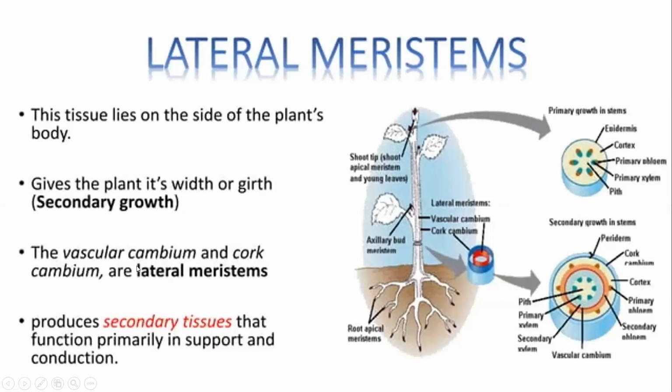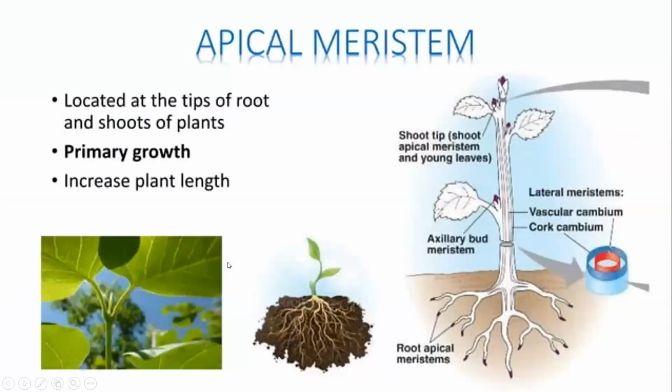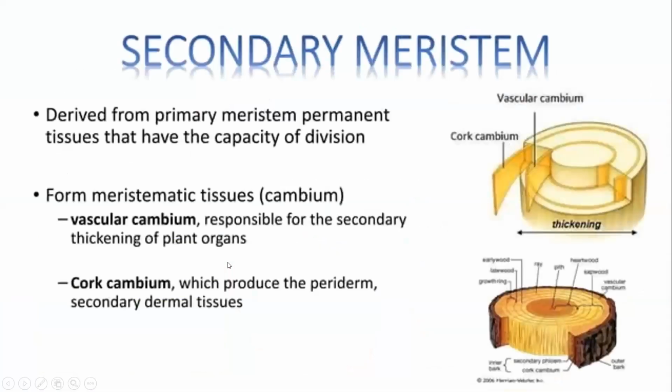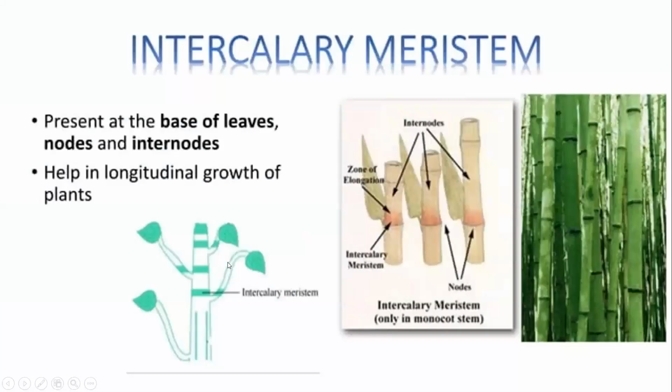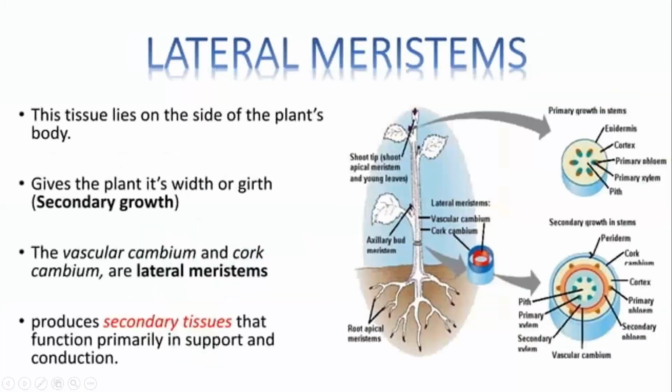They also come under the secondary meristem. So examples of secondary meristem, which are also the lateral meristems, are vascular cambium and cork cambium. Secondary meristems are inactive during primary growth, but during secondary growth they become active and help in secondary growth. They produce the secondary tissues that function primarily in support and conduction.